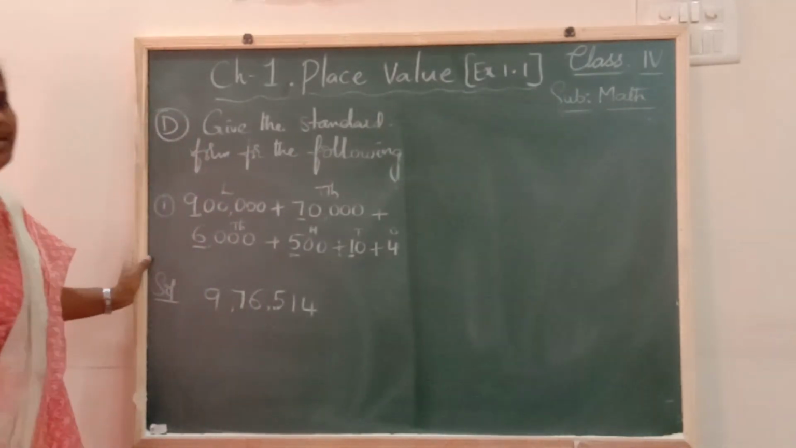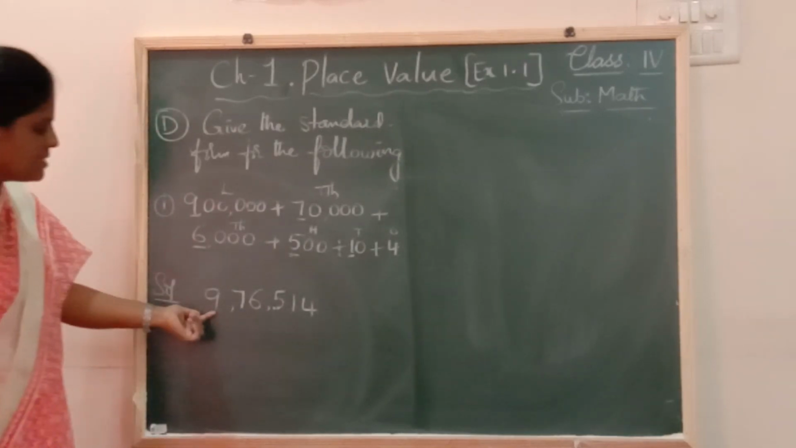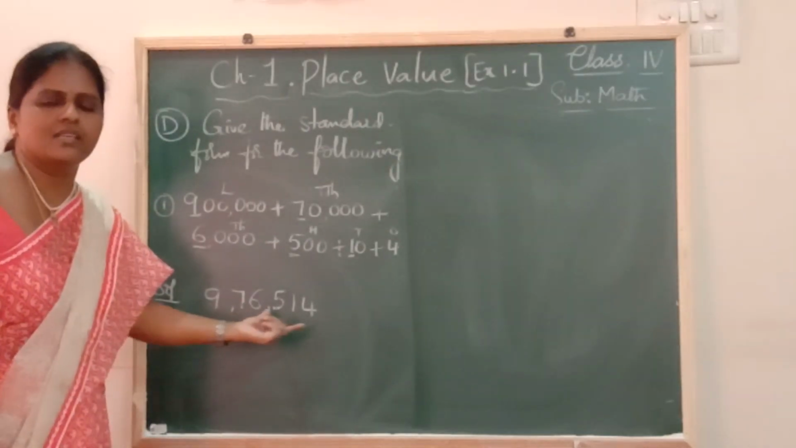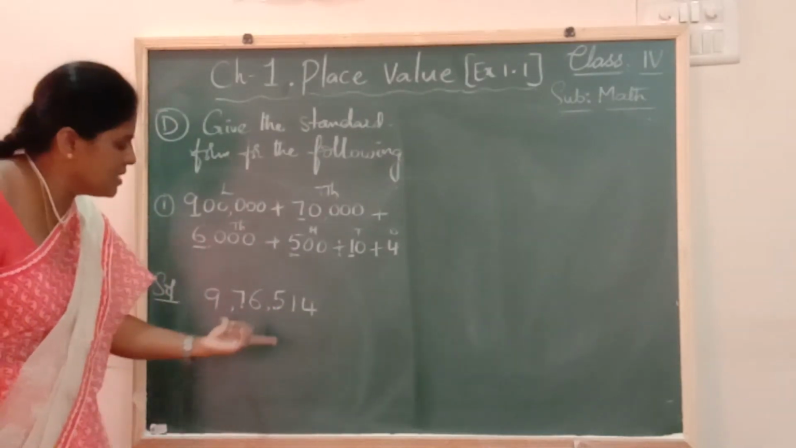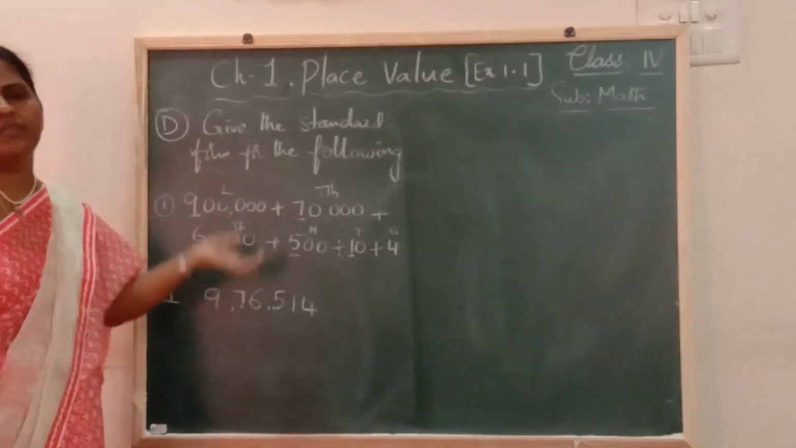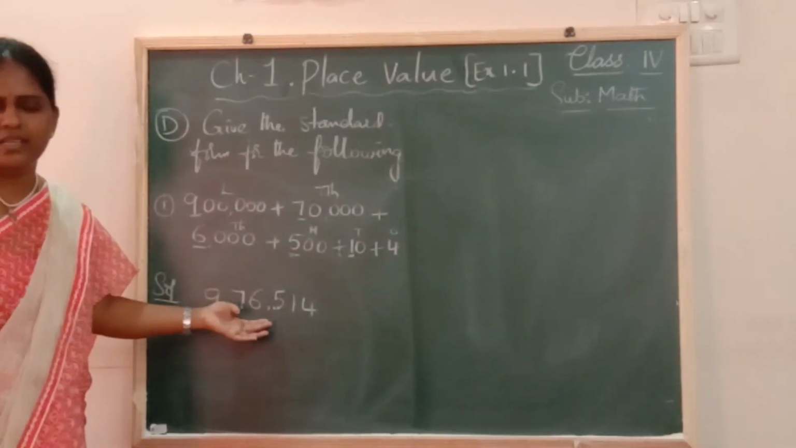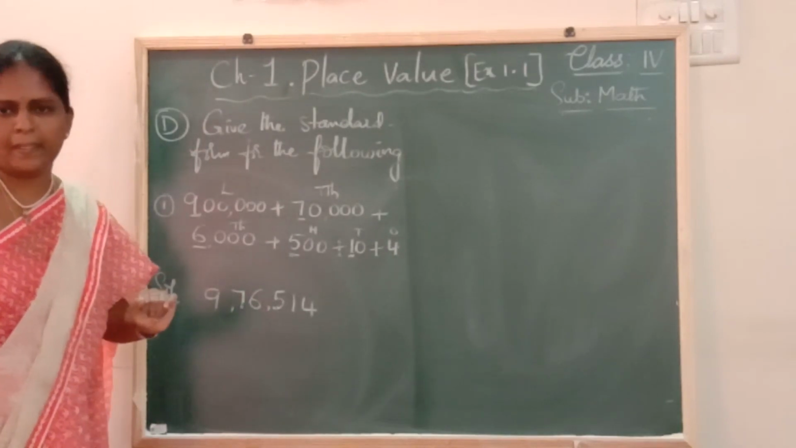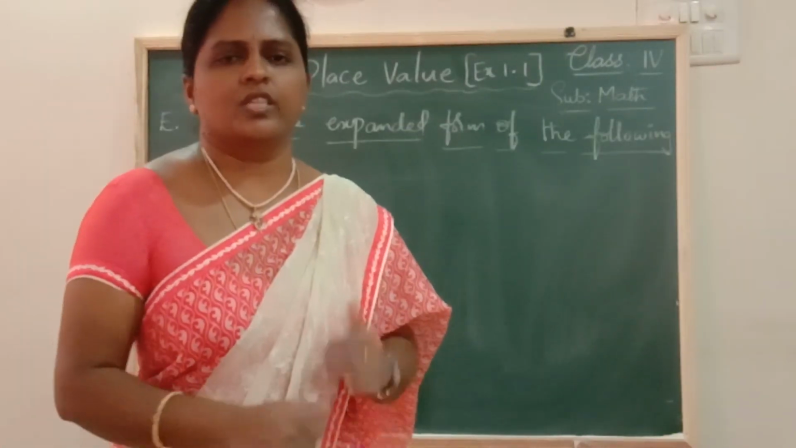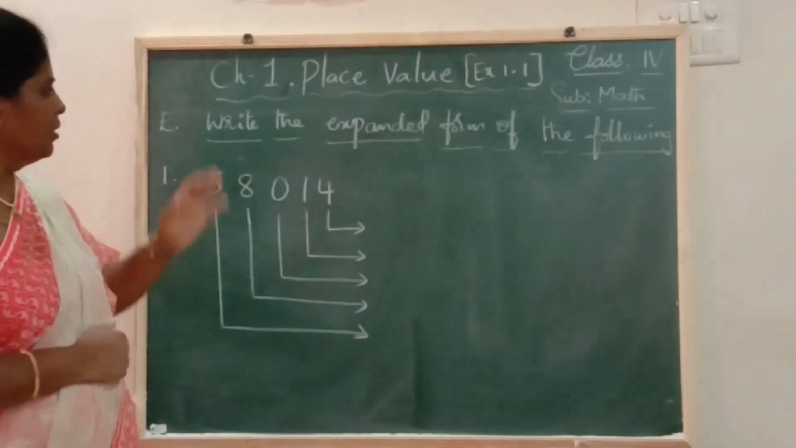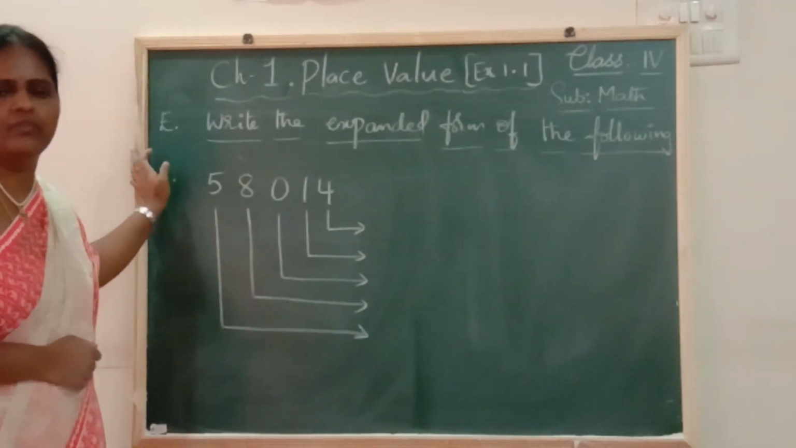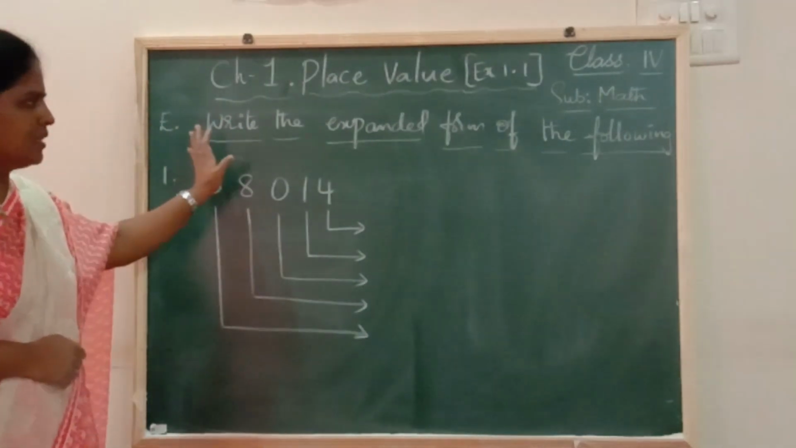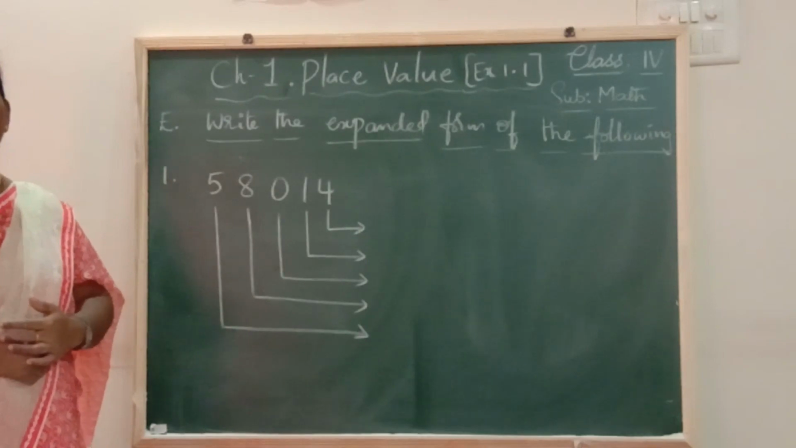So what is my number now? 9,76,514. This is the standard form for this, children. We can even call it short form. Okay, children. So let's move on to our fifth bit, the last bit of this exercise. So that is nothing but: write the expanded form of the following.